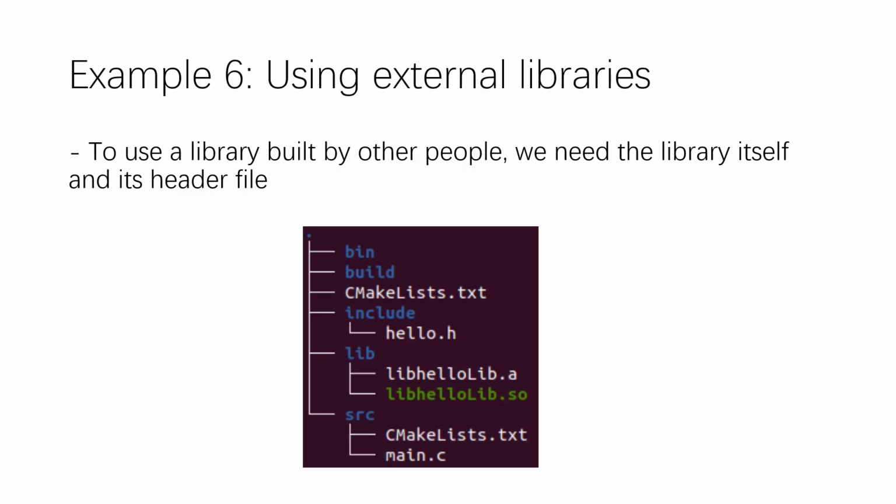Sometimes we want to use other libraries in our project. So now let's see how to do that in CMake. We reuse the files in the previous example, and this time we don't need the hello.c in the source code. Instead, we directly use the libraries generated in the previous example, and we still need the header file in include. This header file, the libraries, the main program, and this outer CMake list are the same as before. We just change the structure and rewrite the inner CMake list.